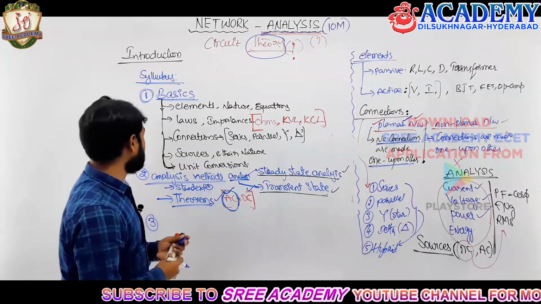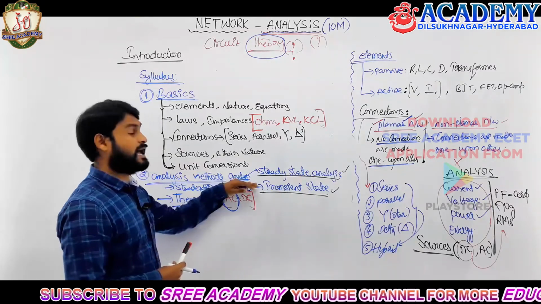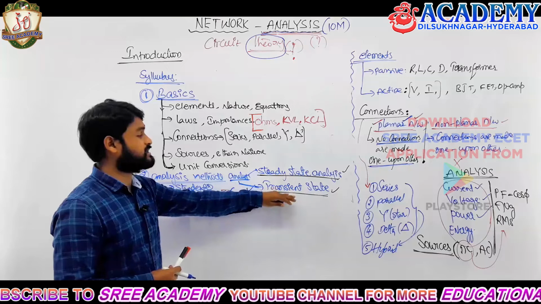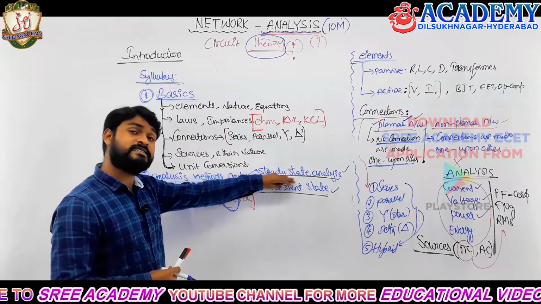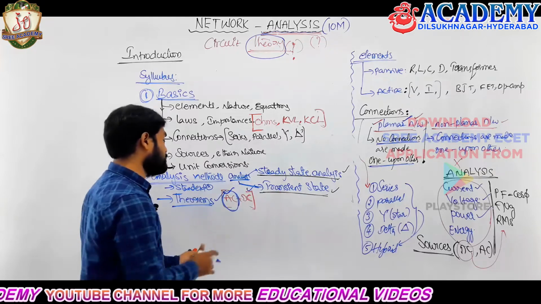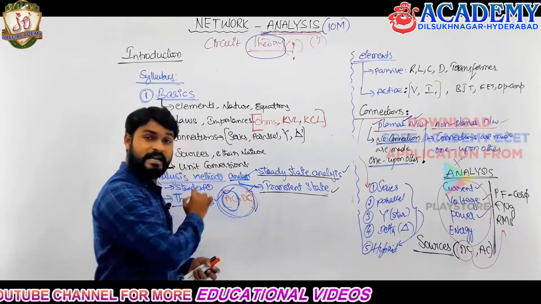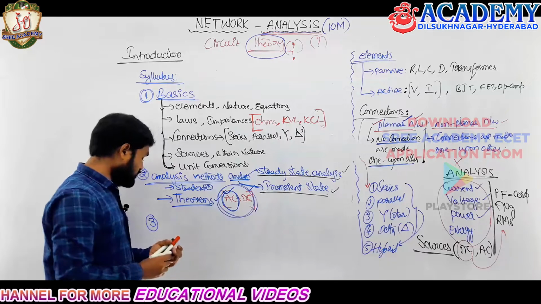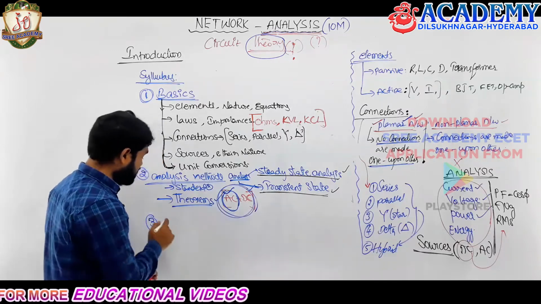Whenever I cover all the analysis methods, after the methods I will go to analysis. It may be steady state analysis, DC steady state analysis, AC steady state analysis, or transient, AC transient and DC transient. Always remember, when I say it, it could be of both AC and DC. Next, later on, I will be entering into coupled circuits.